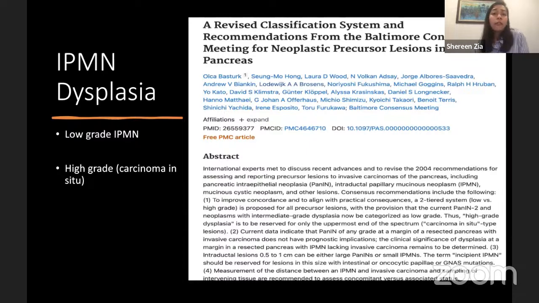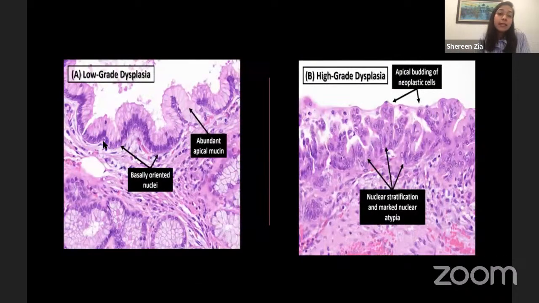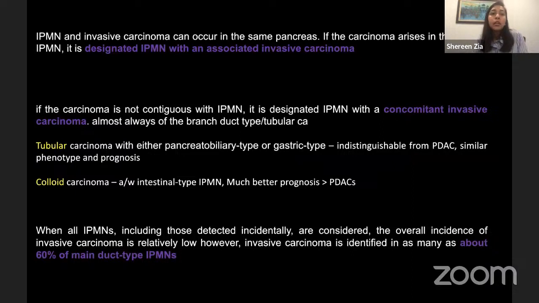Coming to 2015, the new Baltimore consensus recommended that IPMN, previously graded as low grade, intermediate grade, and high grade, now be categorized as only low-grade or high-grade IPMNs. That's according to the new WHO as well. As we were talking previously, in low grade there will be more basally oriented nuclei and abundant apical mucin, whereas in high grade the nuclei are more stratified, have more nuclear atypia, and lose their polarity, and you can see some apical budding of neoplastic cells over here in high-grade dysplasia as well.